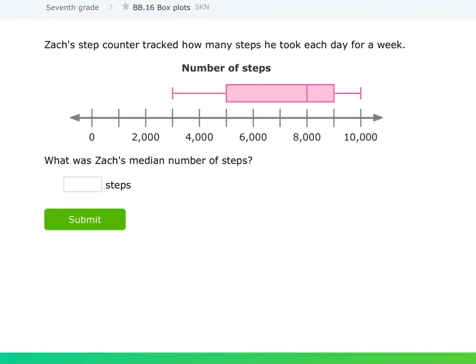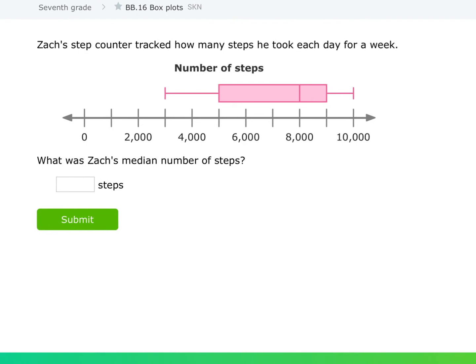What is the median? Can you tell me in the chat which one is the median? What number represents the median? Zach's step counter tracked how many steps he takes each day for a week. Here's the data. Remember, the median is the line inside of the box. So what number is his average steps? Correct, 8,000.